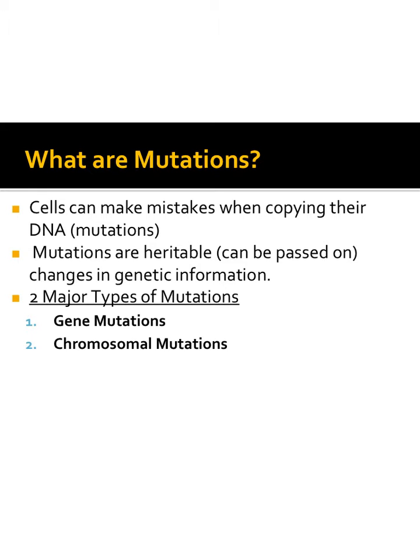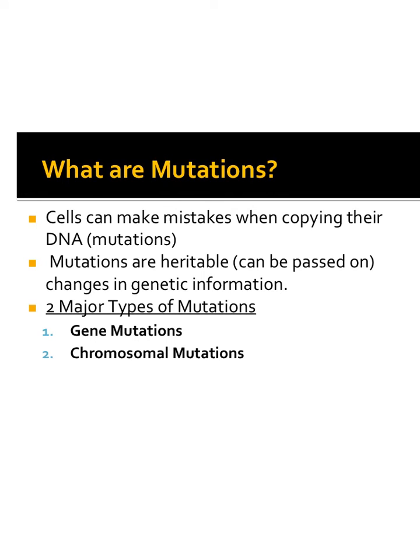As I have hinted through past lessons, as we've been moving through DNA, RNA, and proteins, cells can make mistakes when copying their DNA. These can lead to mutations or proteins that can't actually function or function incorrectly. Mutations are heritable, meaning they can be passed on from parents to offspring. So any changes that occur can be passed down from generation to generation.